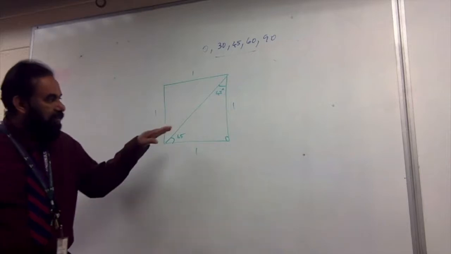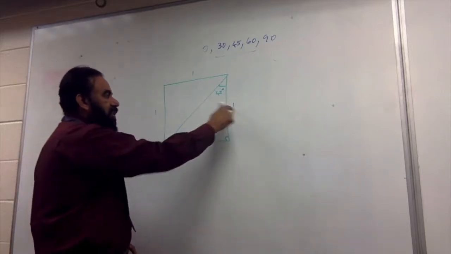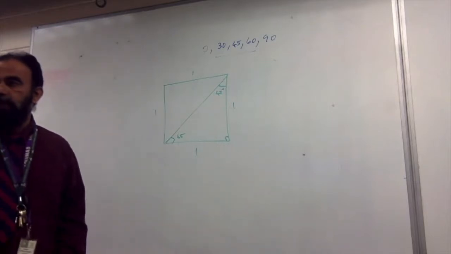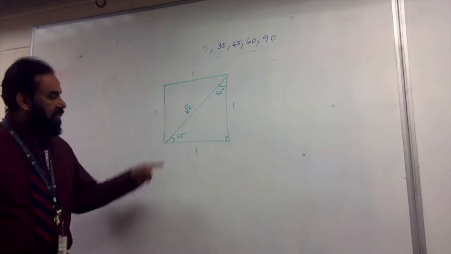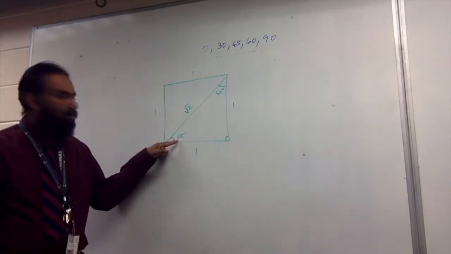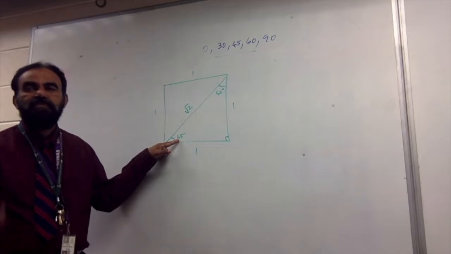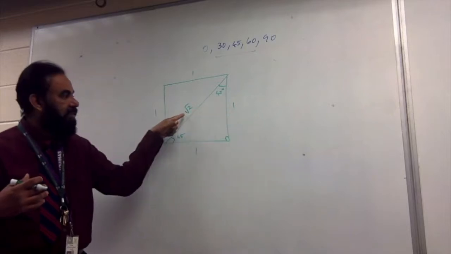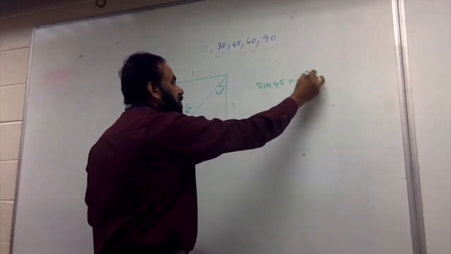Now focus your attention only on the triangle that we got here. If this side is 1 and this side is 1, what is this? Radical 2? Yeah. Now let's look at this angle. What is sine 45? Opposite over hypotenuse. And here is the opposite, and here is the hypotenuse. So sine of 45 is 1 over radical 2.